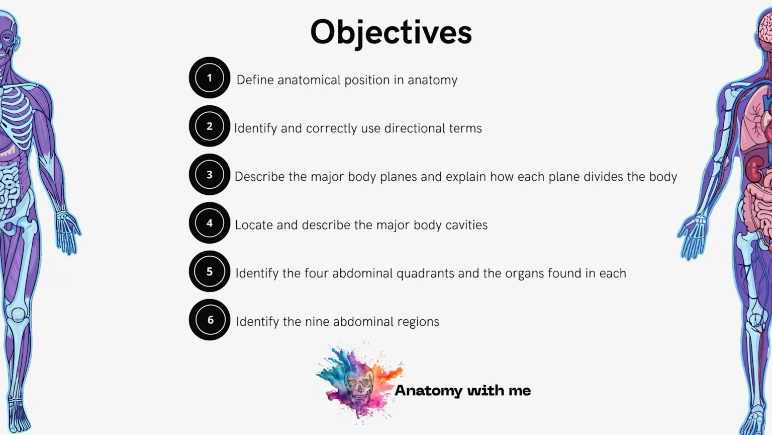We're going to define the anatomical position, identify and correctly use directional terms, describe the major body planes and explain how each plane divides the body, locate and describe the major body cavities, identify the 4 abdominal quadrants and the organs found in each, as well as identify the 9 abdominal regions.